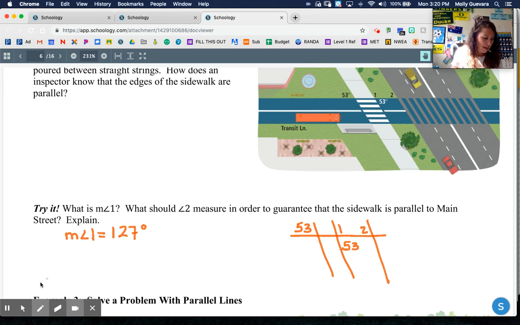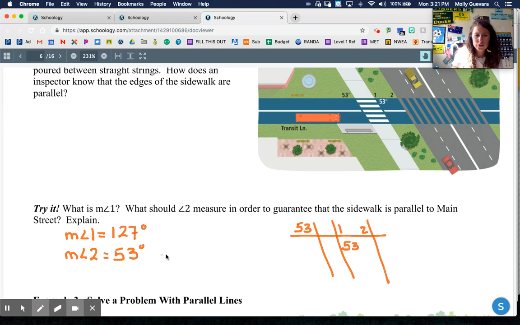Okay, and then it's asking me what would the measure of angle 2 have to be in order for the sidewalk to be parallel to the street. And in order for that to happen, my same side interior angles would have to be 180, right? Because they add to 180. So 180 minus 127, and I get 53. So the measure of angle 2 would also have to be 53.